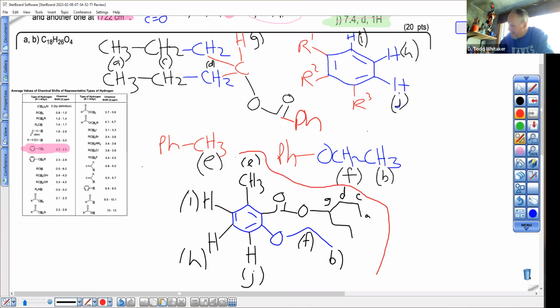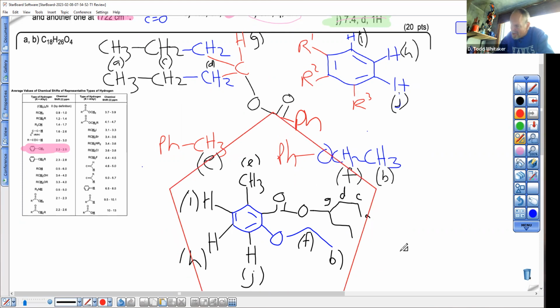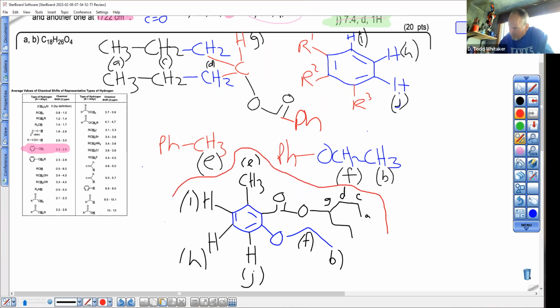Here's our final answer. There's nothing here that doesn't fit. Oh, it makes it a pentagon, of course. There's nothing here that doesn't fit the data, so I'm going to give it full credit. You can make an argument, yeah, your formula doesn't fit the data, and you'd have a point.